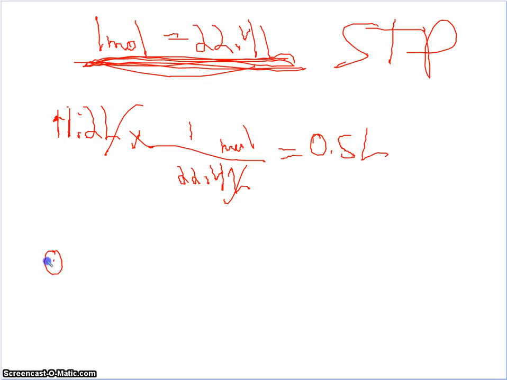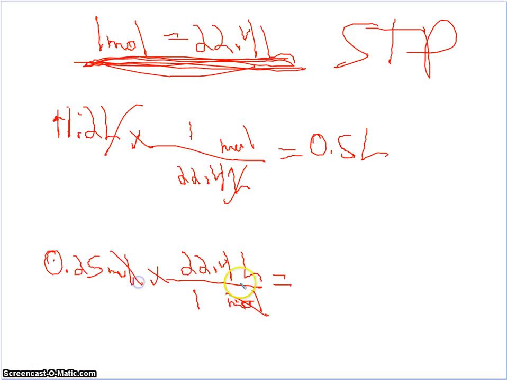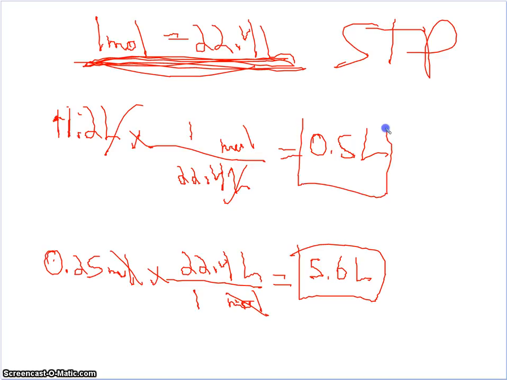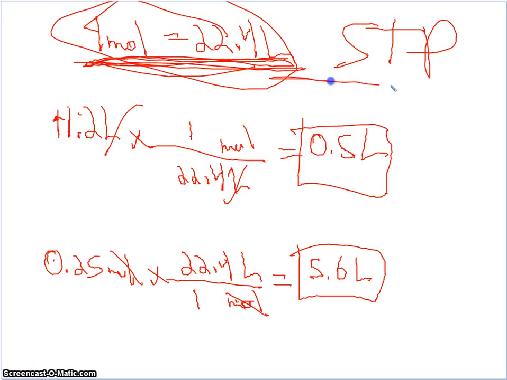Now let's say we had 0.25 moles, and we want to convert that to liters. We'd put moles on the bottom, liters on the top. We'd put 1 mole, 22.4 liters, only at STP. Moles would cancel. We'd do our long multiplication. We get 5.6 liters. So where you put the numbers depends on where you put the unit. Remember, you always got to use the equality, but only at STP.